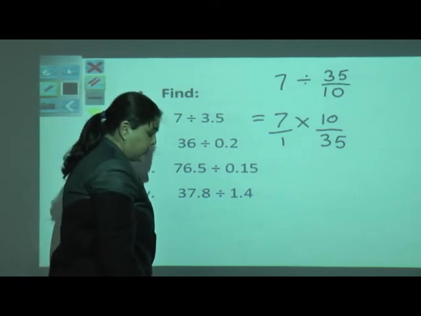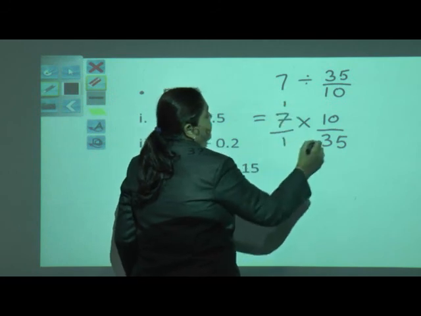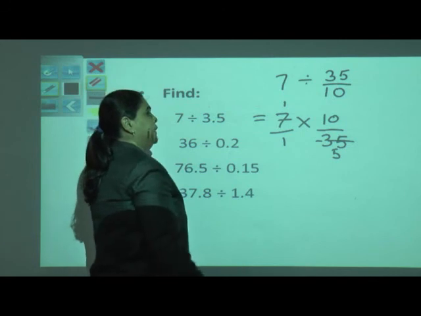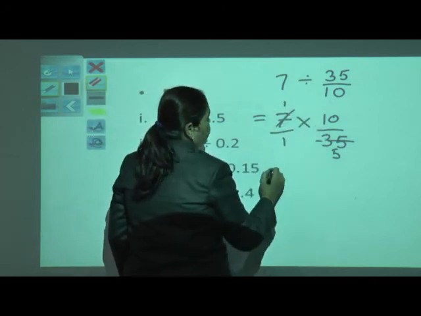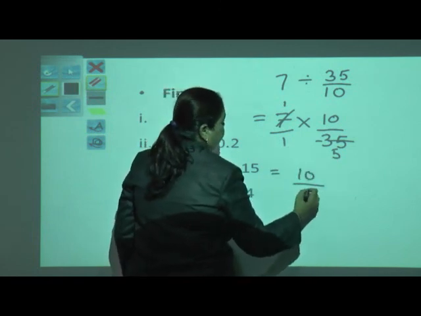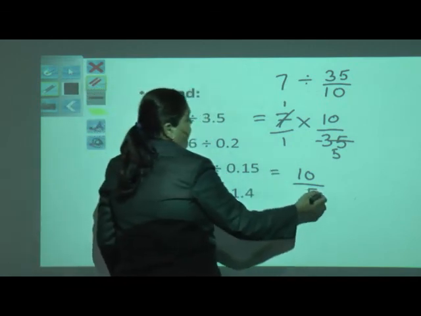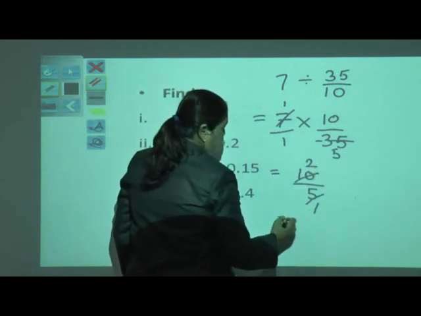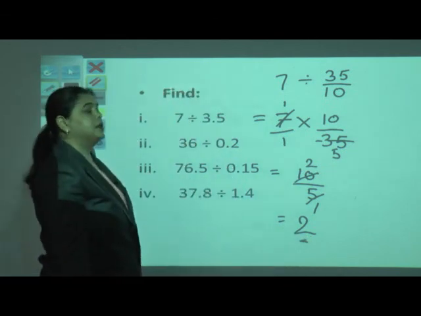Now, if it is reducible, we have to reduce. Yes, we can reduce here: 7 ones are 7, and 7 fives are 35. So this can be reduced. I have reduced here, so 10 ones are 10 and here 5 ones are 5. Yes, we can reduce again: 5 ones are 5 and 5 twos are 10. So what will our answer be? It will be a whole number, that is 2.